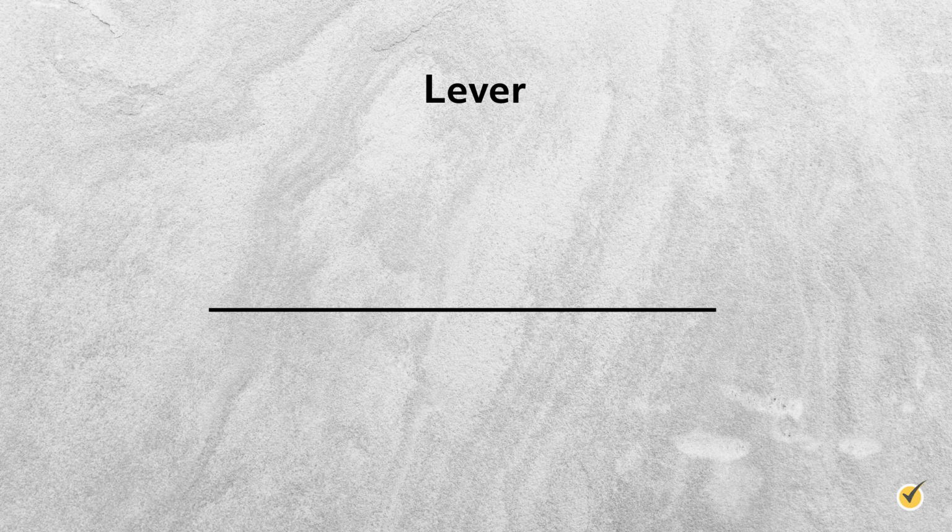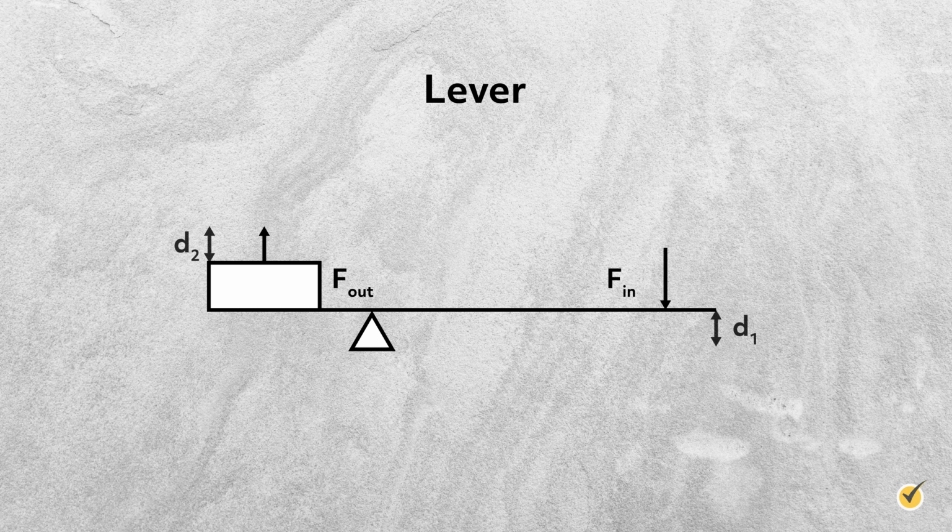Lever. A lever is essentially any long board or rigid device with a pivot point or fulcrum. The object or load that you want to do work on is at one end of the lever, and you exert a force at the opposite end. The distances that each end moves up or down are D1 and D2.